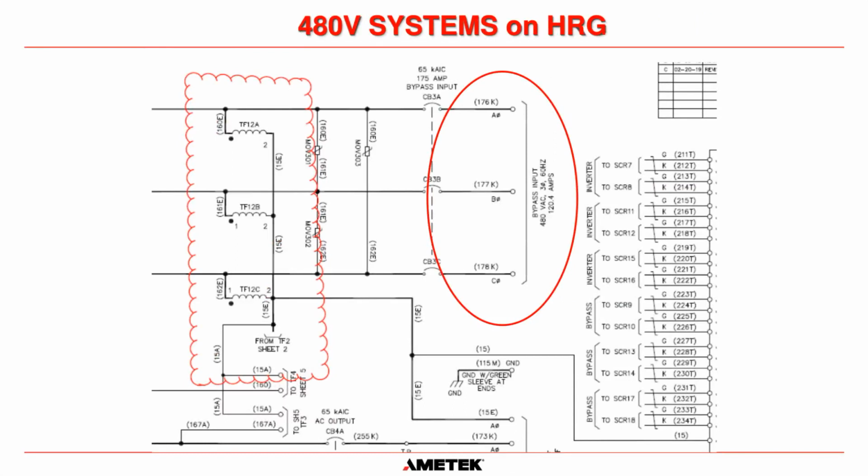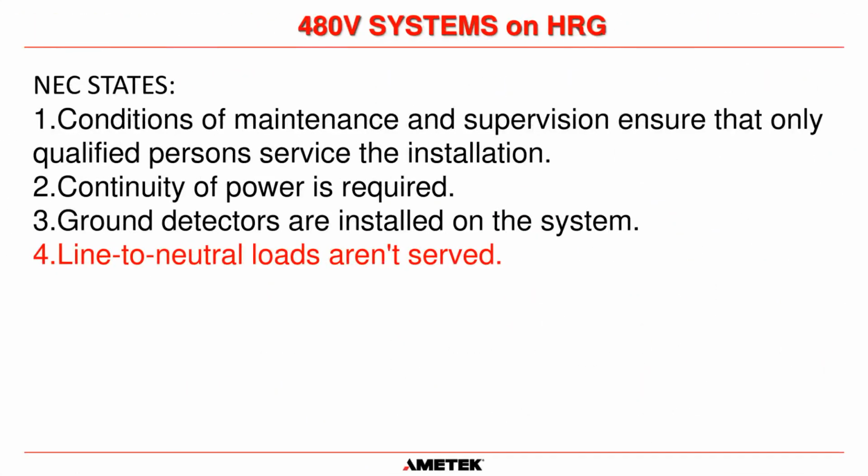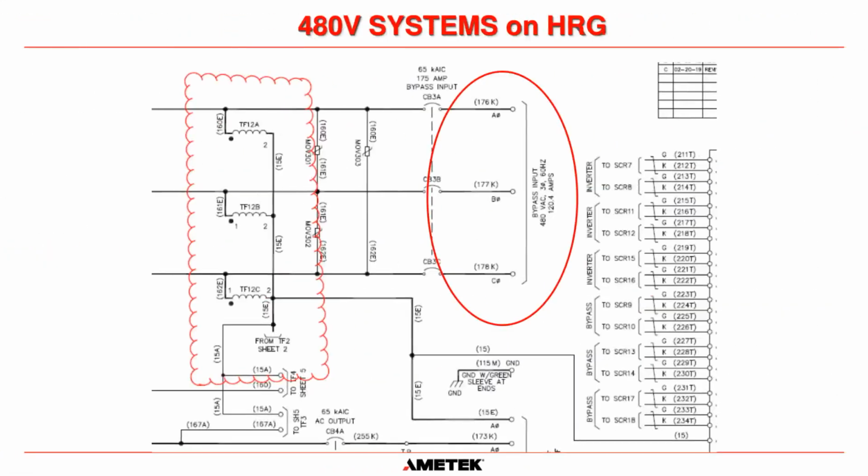So you can see here that this UPS, at the design stage, the plant knew that they were going to install this UPS on a high resistance ground system. They knew it was going to be fed directly from the MCC and not through a transformer. So they knew, remember what it says here, line to neutral loads aren't served from the MCC. Okay? So therefore, we don't have a neutral coming from the MCC because that would break the NEC regulations.